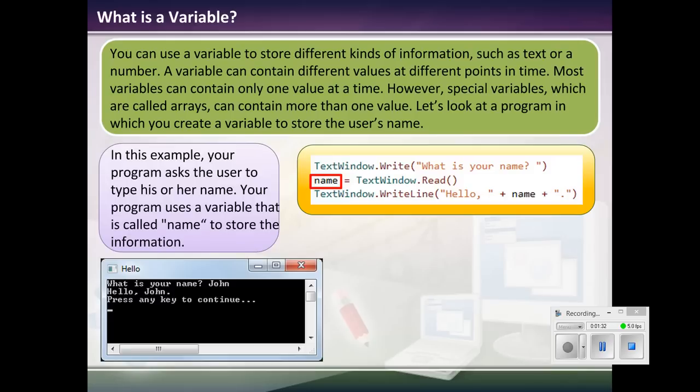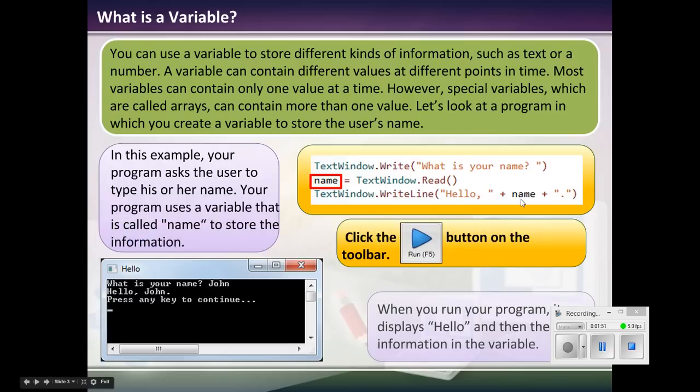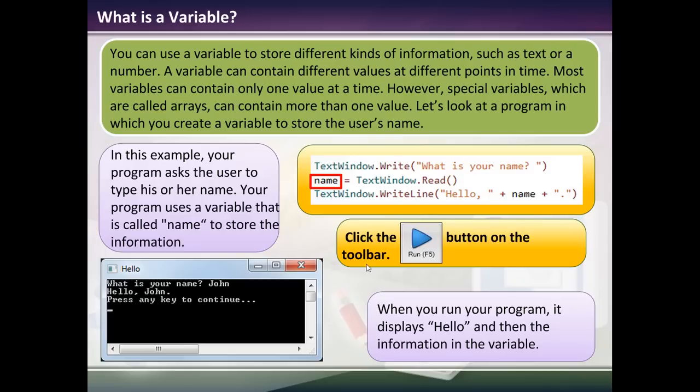So in this example, your program asks the user to type in his or her name. Your program uses the variable that is called name to store the information. Once you hit enter, it will go ahead and print the next line, which is TextWindow.WriteLine "Hello" in quotes, plus whatever you stored as the name, and then the period. So this is what it looks like on the screen. And when you're done writing the program, if you click run, this is what will happen. Okay, and we'll go through that in a second.